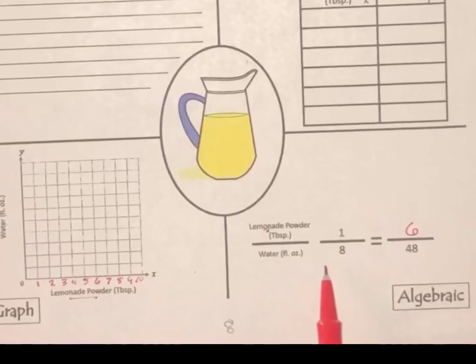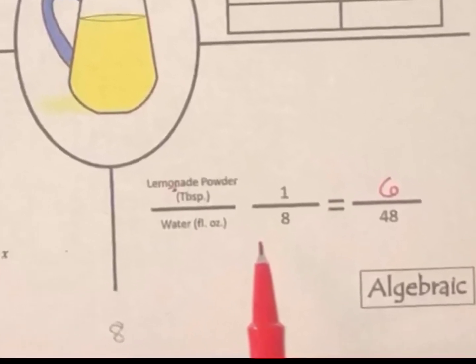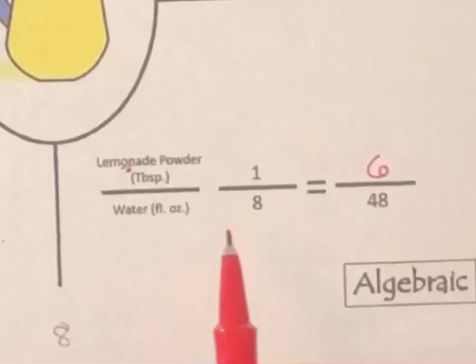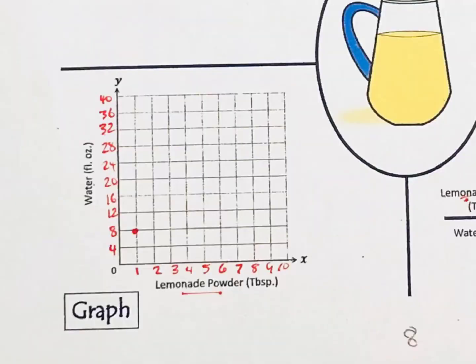Now let's look over here at our values and labels so we can come back and graph our points. 1 tablespoon of lemonade powder to 8 fluid ounces of water. So I'm going to go up 1 to 8. So here's my first point. We did most of this together.